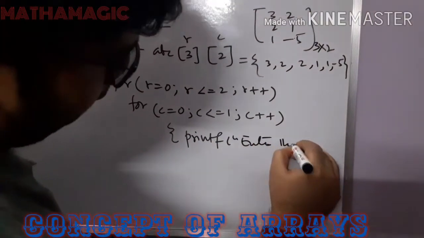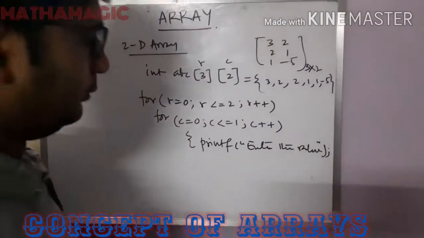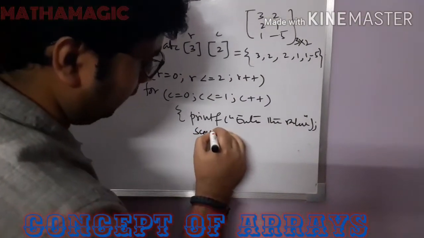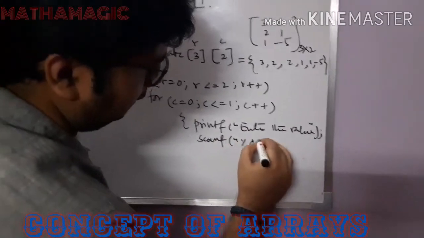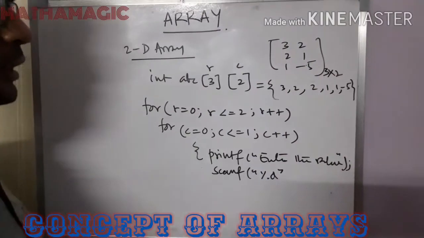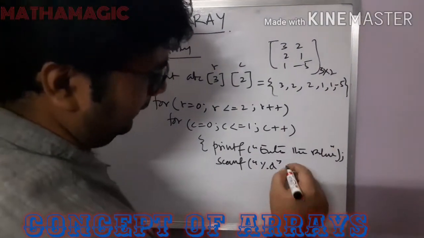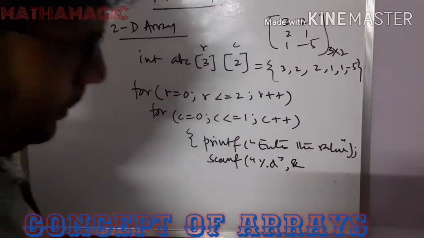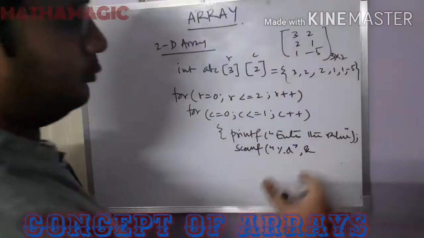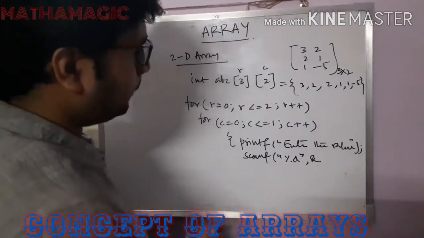Enter the value. We are just asking the user to enter the value. Now scanf is also correct, it is %d, because this is an integer value. If you were using a float value, you can just use %f, that's it. So ampersand, what is the value, what is the thing we have to write here? You need to understand the concept very carefully.